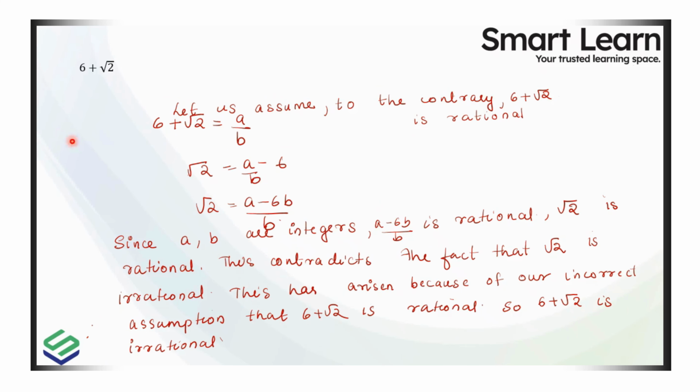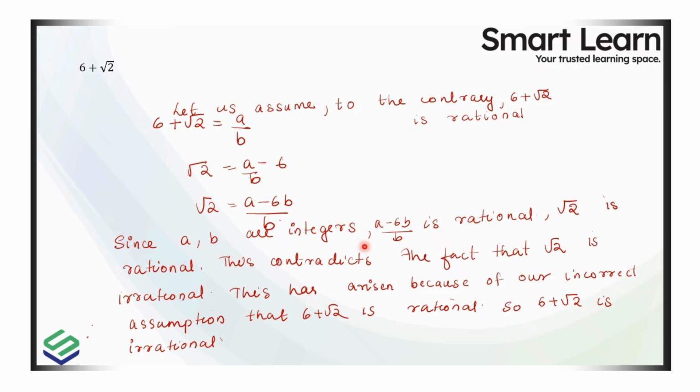One more question we will do. 6 plus root 2. Same. Let us assume to the contrary 6 plus root 2 is rational. So 6 plus root 2 is equal to A by B. So I will bring 6 to the other side. So root 2 is A by B minus 6. By cross multiplication you will get A minus 6B by B.